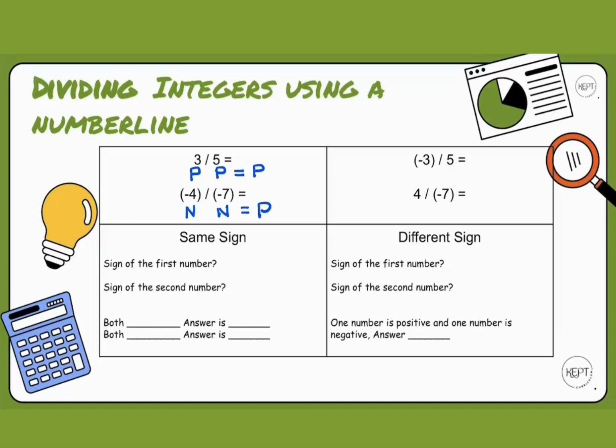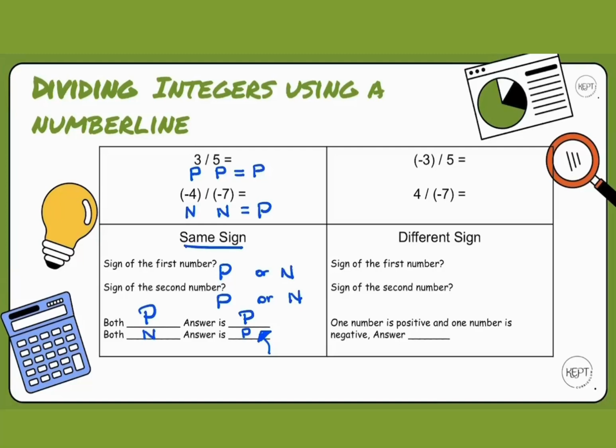So let's outline this here at the bottom. If the sign of the first number is positive, or in the second case, it is negative, and the sign of the second number is positive, or in our second example, negative, meaning that both are going to be positive, then that means our answer is positive. Now, if both of the values that we're using are negative, our answer is still going to be positive. So remember, if the signs are the same, you will get a positive answer. All right, let's continue on.